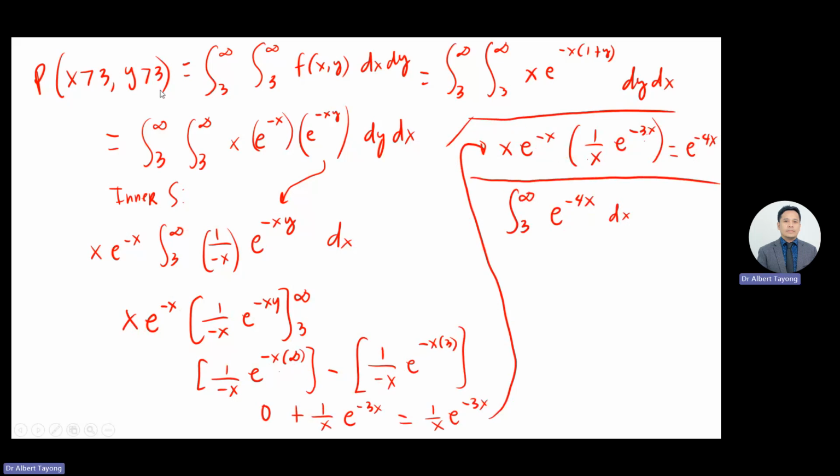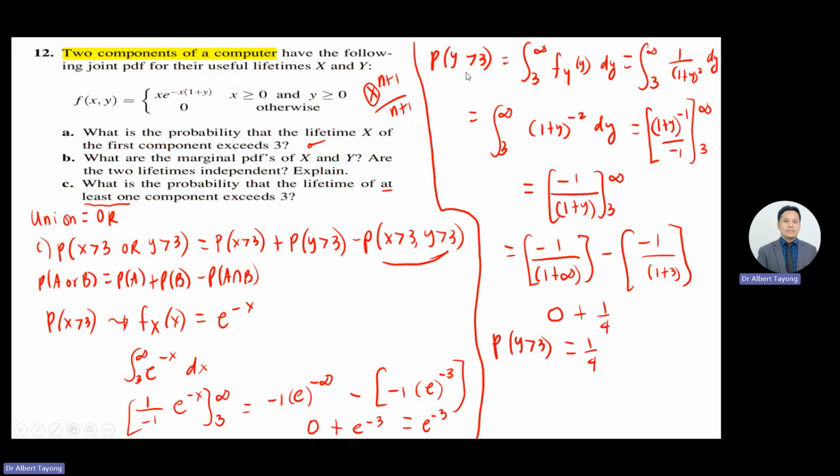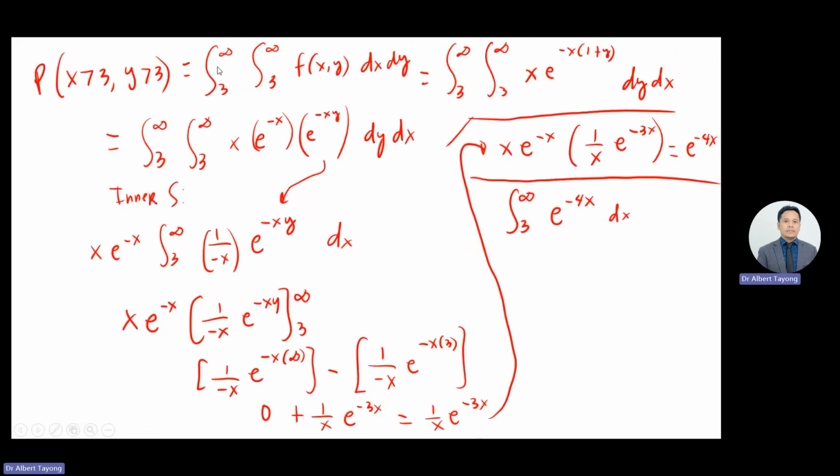Okay, so let me repeat. We have P of x greater than 3 and y greater than 3. So we have an intersection. We have two variables here, unlike the first and the second, where we have only one variable: y greater than 3 here, and x greater than 3 there. Here we have two variables, so we are going to combine the integrals. We have x from 3 to infinity because it is greater than 3, and y is the same, 3 to infinity, containing two variables, x comma y, dx dy.